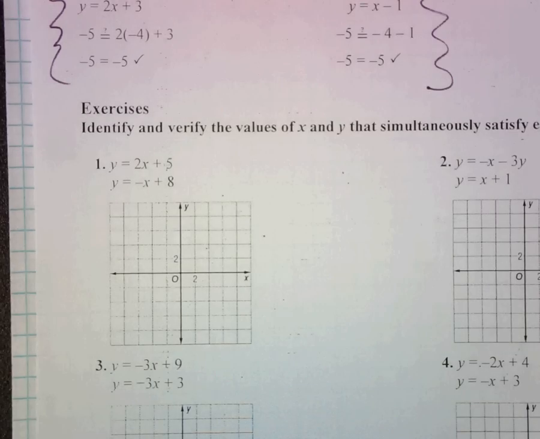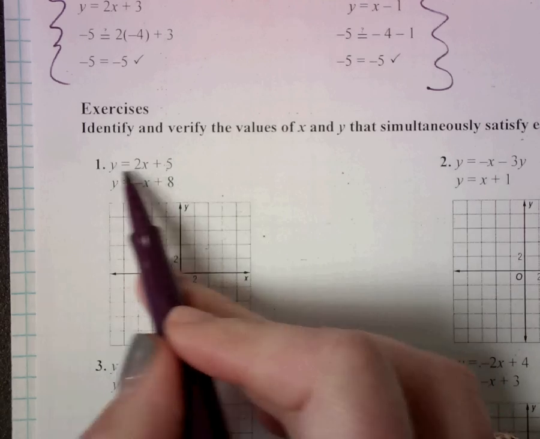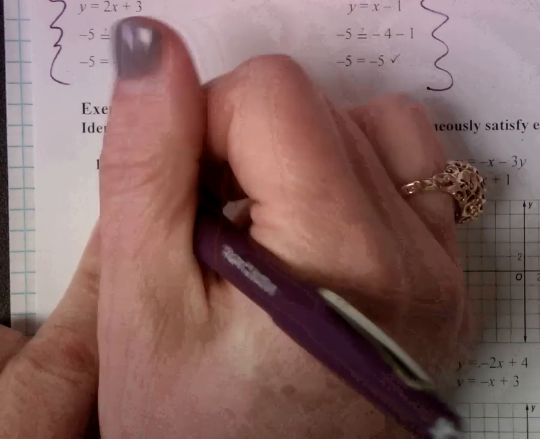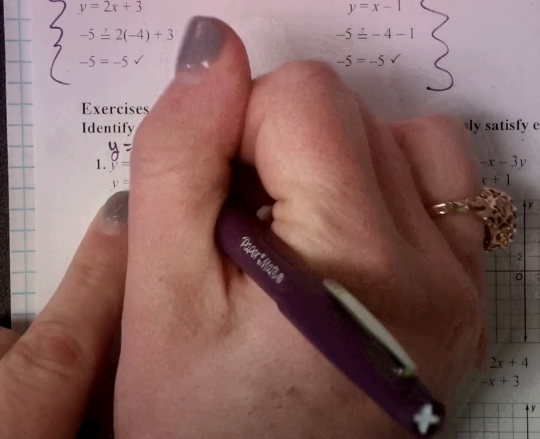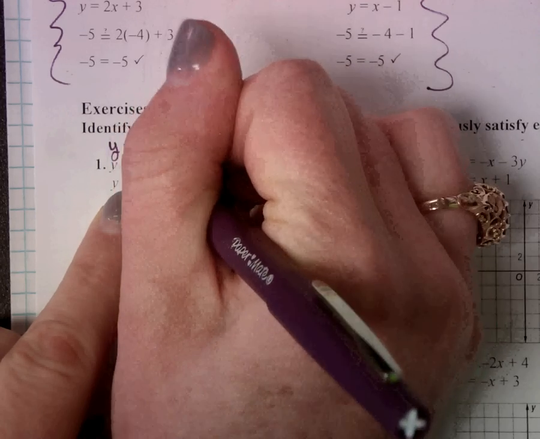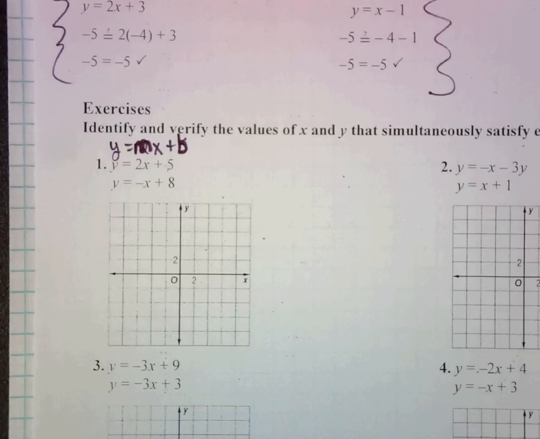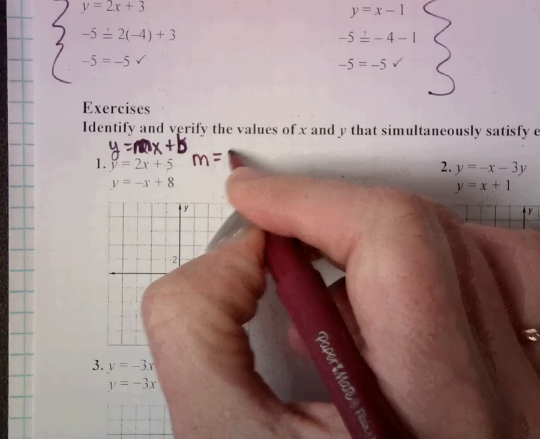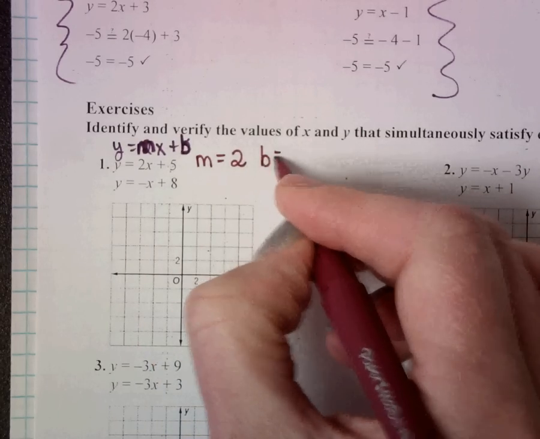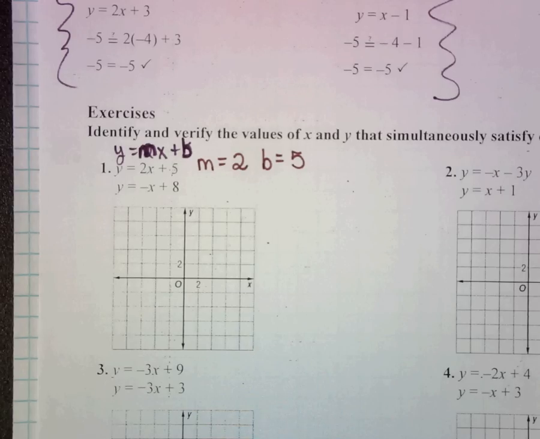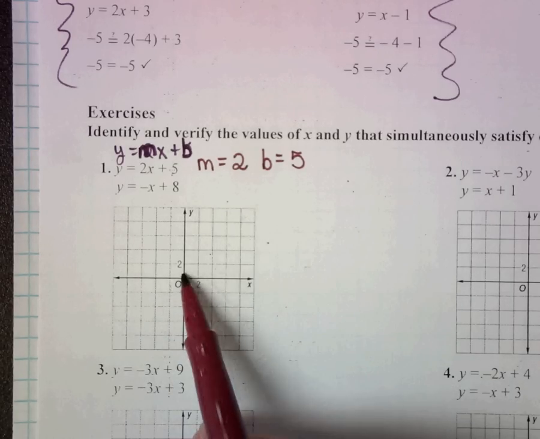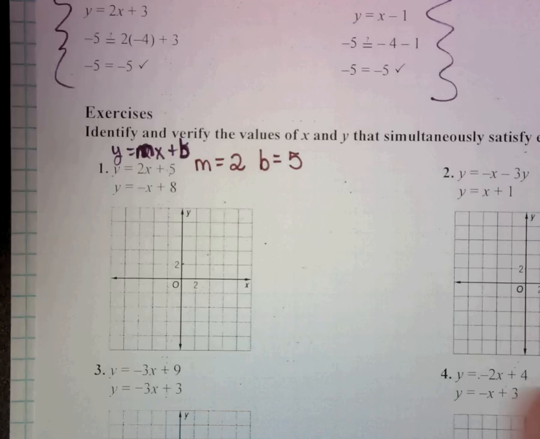First off, we're going to focus on the first equation, which says y equals 2x plus 5. Remember, when we graph, we want to identify our slope and our y-intercept, y equals mx plus b. So in our first equation, our slope is 2, and our y-intercept is 5. Now, when I started making this video, I realized I didn't like these graphs because they were counting by 2s, and that makes it a lot harder.